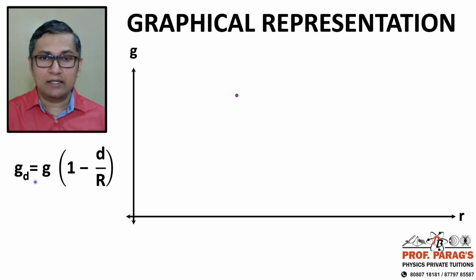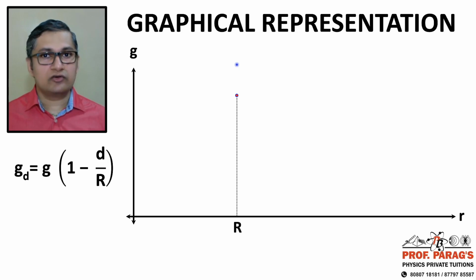So gd is equal to small g, and we know the value of small g. So what is my x and y axis values? The x axis value is going to be capital R. Why? Because how far am I from the center of Earth? The origin is the center of Earth. If I put 0 depth, I'm at the distance capital R, right? And what about the y axis value? We know it's going to be 9.8.